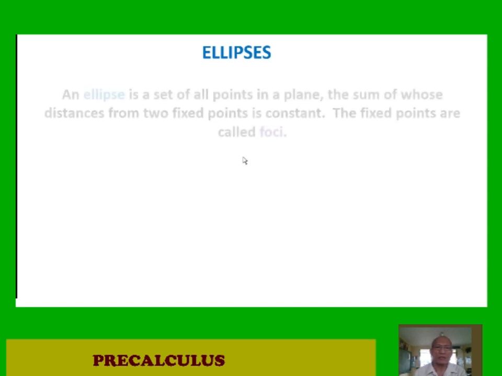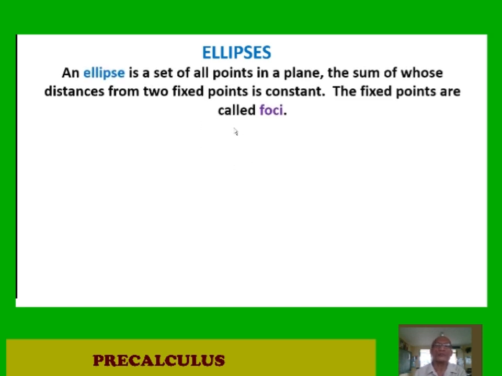Okay, this time our video tutorial is about the ellipse, one of the types of conic section. Let us define an ellipse. It is the set of all points in a plane, the sum of whose distances from two fixed points is constant. The fixed points are called foci.